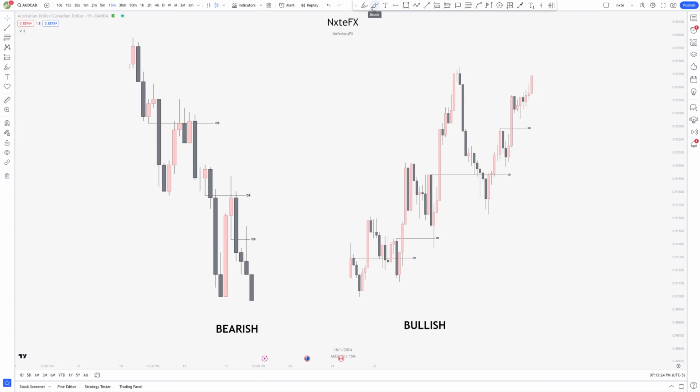In a bullish order flow, every down candle is an order block. And now vice versa. In a bearish order flow, every up candle is an order block. Now, let's look at these two examples and let's mark the order blocks.